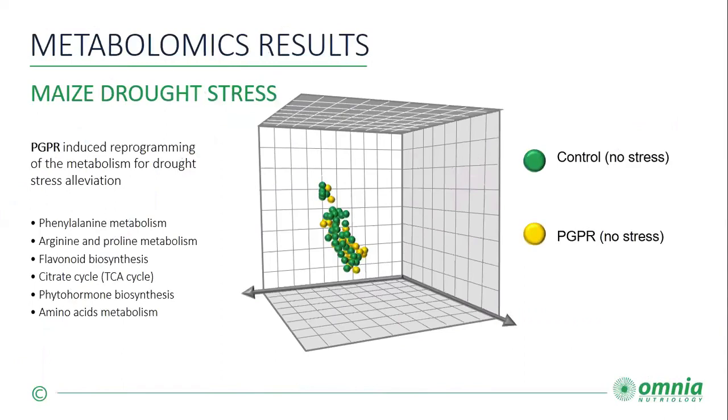And finally, we have a look at the third stress, being drought stress. In this trial, maize was used as a test crop, and the biostimulant of choice was a plant growth promoting rhizobacteria biostimulant, or PGPR. Now, this graph highlights the impact of a PGPR on drought stress. One can see that through adding a biostimulant with no stress, there's a lesser effect on the metabolic pathway.